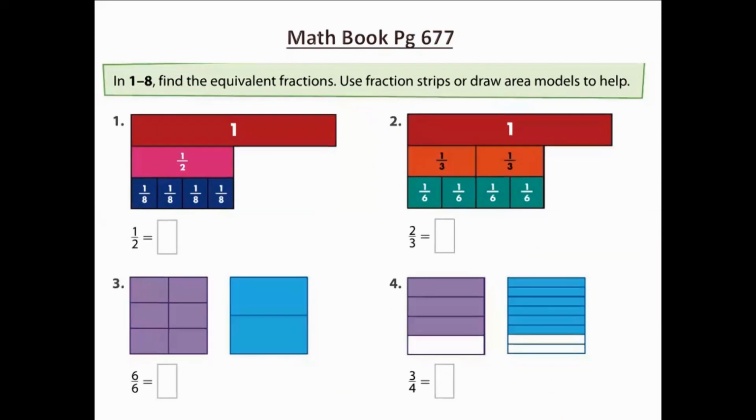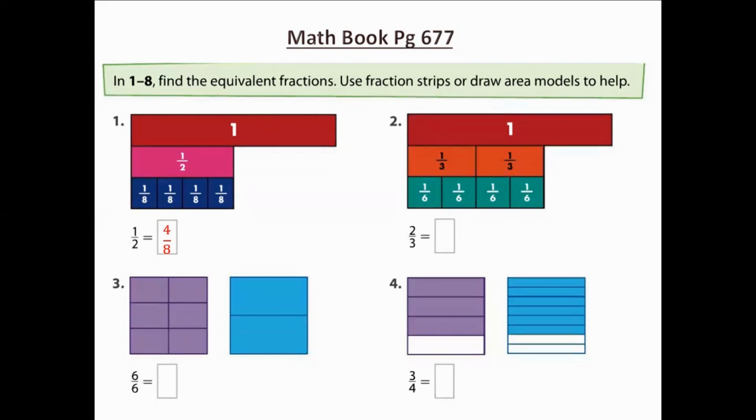Now, in the math book, page 677, we need to find the equivalent fraction for each one. Question number 1, the half. The half is equivalent to how many eighths? Let's count together. 1, 2, 3, 4. So 1 half equals 4 eighths. How can we do that? By multiplying both the numerator and denominator by 4. 1 times 4 is 4, 2 times 4 is 8.